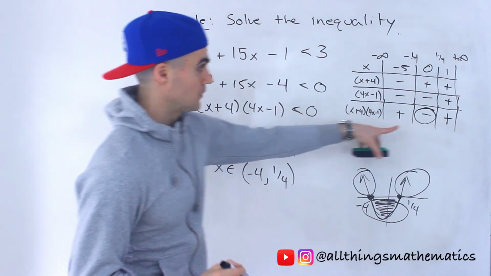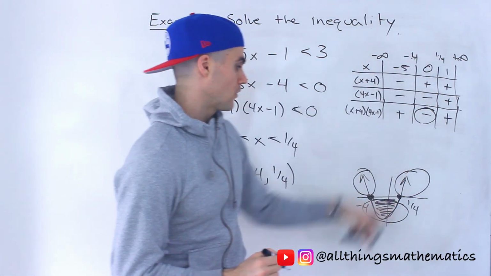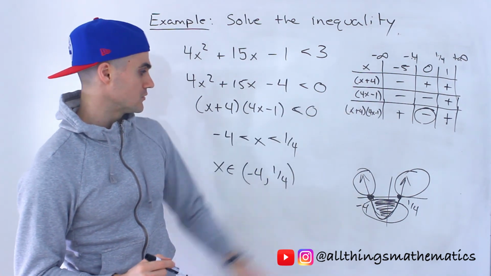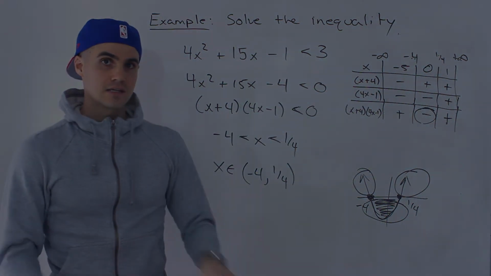So the solution would be right there. When is it less than 0? When is it negative? Between negative 4 and 1 over 4. So whether you do it with a sign chart or you graph it, I recommend doing the graph. That is the solution.